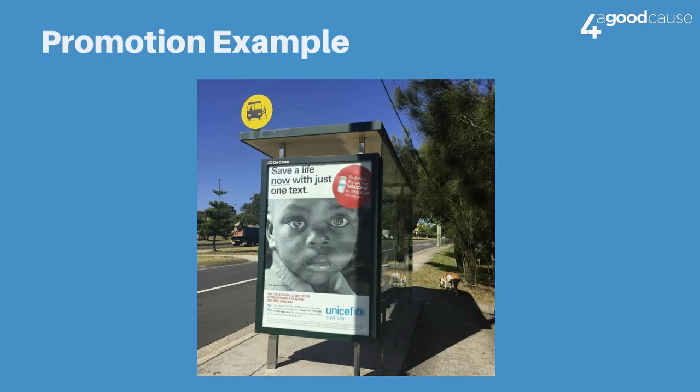Here is an outdoor sign from UNICEF. You can see that they're giving you a little information that basically you're saving a life with just one text. A little red part there is giving you your instructions to text, and they've got a really great emotional photo there and more information about the organization. Again, think about how you do promotions. This is really just putting your name in front of somebody, giving them instructions on how to give.